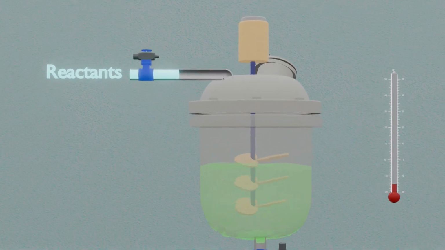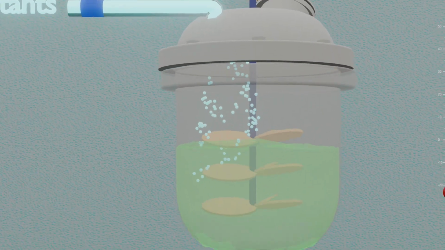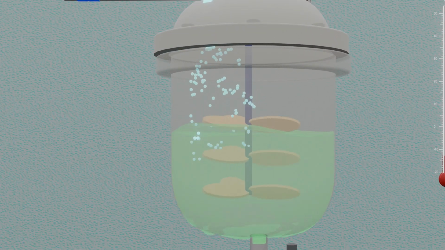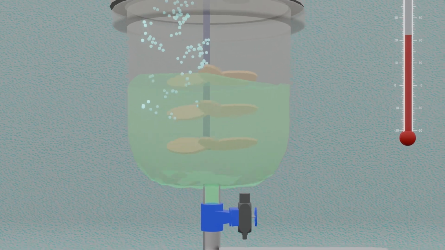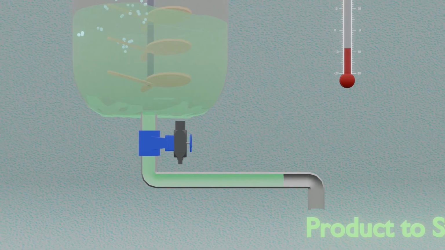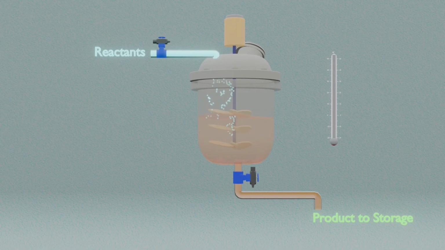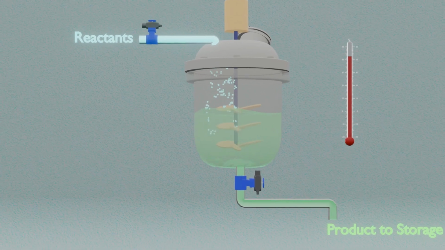In a CSTR, the reactants flow in continuously from the top of the reactor and are mixed instantly by an impeller. Meanwhile, the product flows out continuously. As the mixing is thorough, the conditions inside the tank, such as concentration and temperature, are essentially the same everywhere. This is a big advantage for the CSTR, as the uniform conditions make the process easy to control.